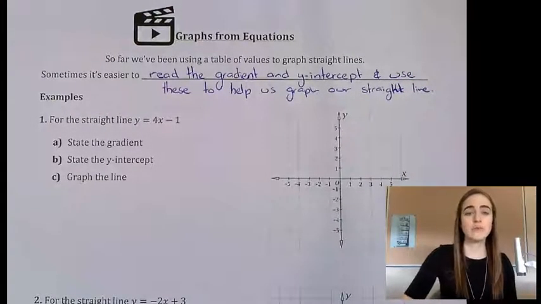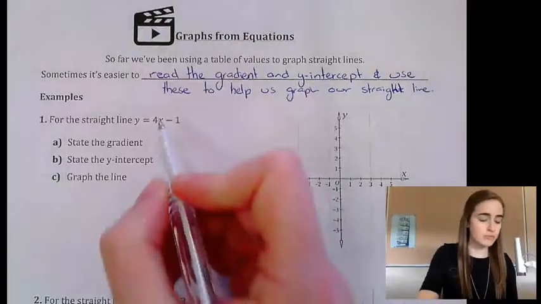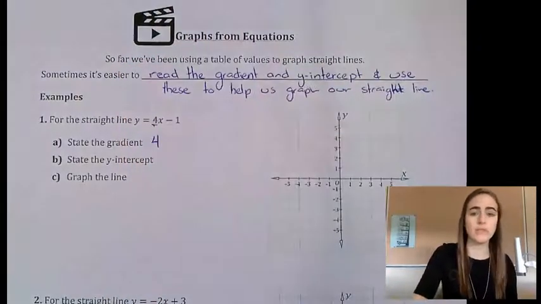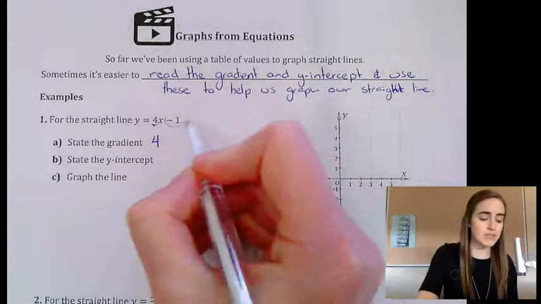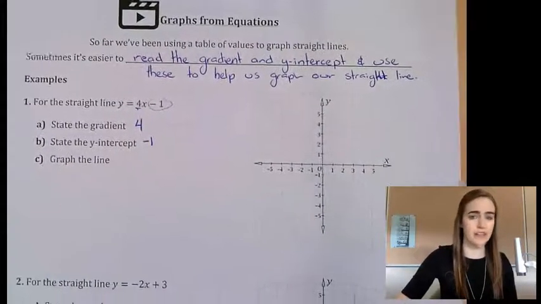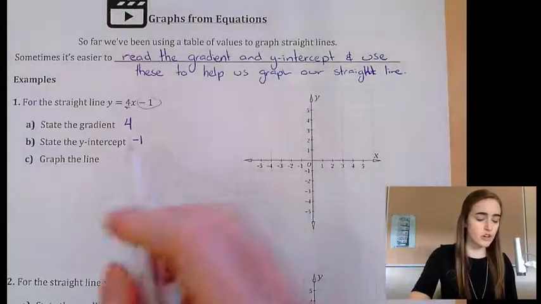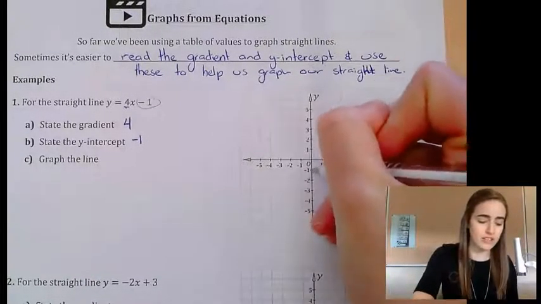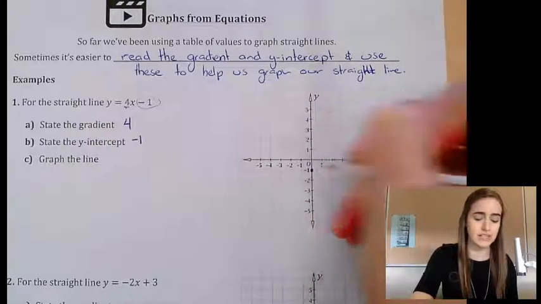So for our first example, we've got the line y equals 4x minus 1. So from there, we know that the coefficient of x is our gradient, so our gradient is 4, and we know that our y-intercept is that minus 1. So using those, we can graph our straight line. The first thing we can do is we know that our y-intercept is minus 1, so that means our line is going to pass through this point just here.